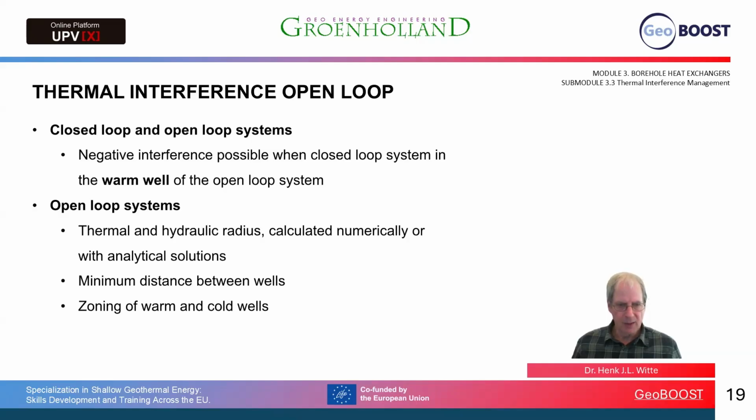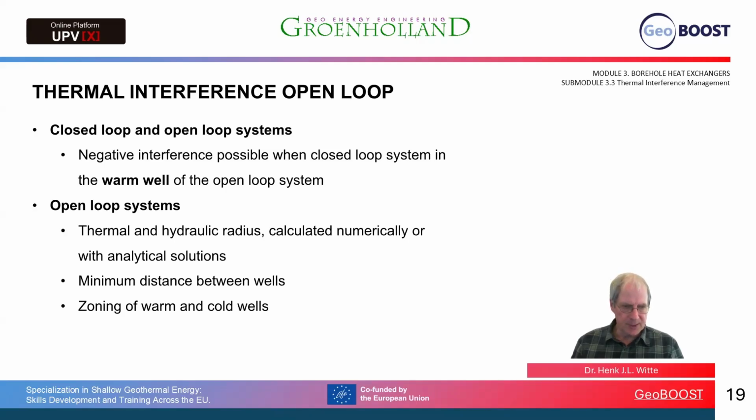You can imagine that a closed loop system in the cold well will lower the temperature of the cold well, thereby enhancing the cooling potential of the open well. So there is a positive effect. The closed loop system in an open loop system will experience higher temperatures than designed for, because even in a cold well, the temperatures are higher than during heating in the closed loop systems in general. And only if the closed loop system is in the warm well, it could lower the temperature of the warm well and thereby affect the temperature negatively and the efficiency in a negative way.